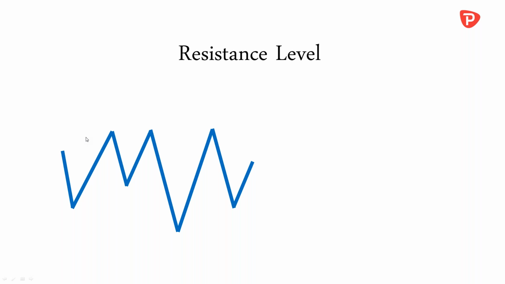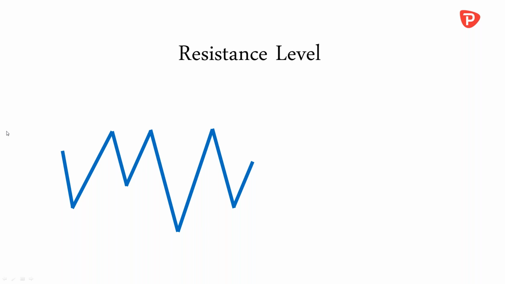So resistance works basically the same way as support does, except that it's overhead. So if we're looking at a trend moving up, we're looking at the first point of resistance as being the first place that we would either take profit on a long position or potentially profit from selling off that resistance zone.